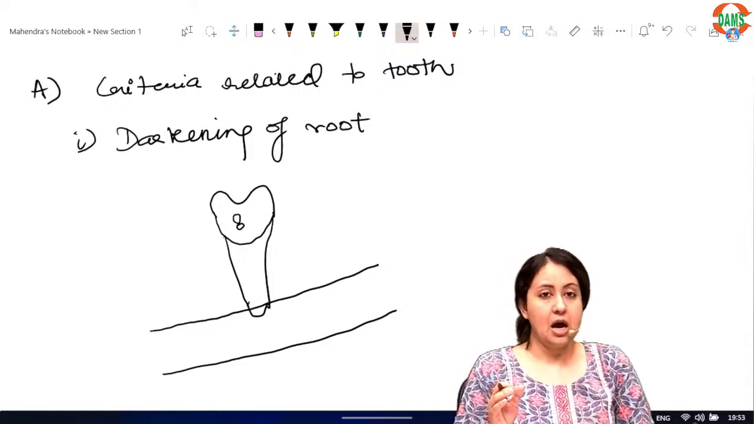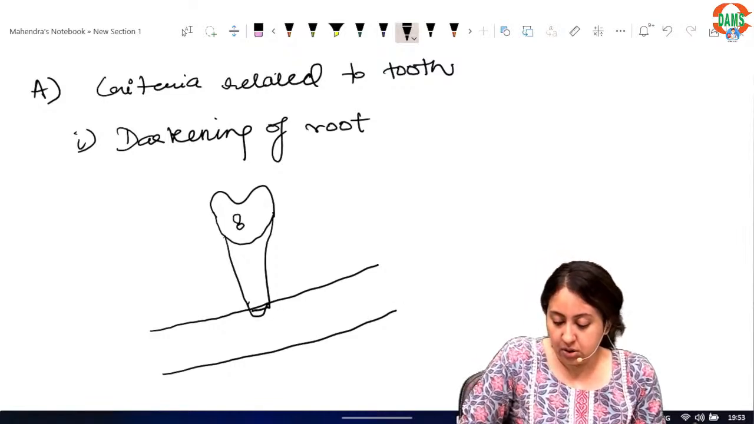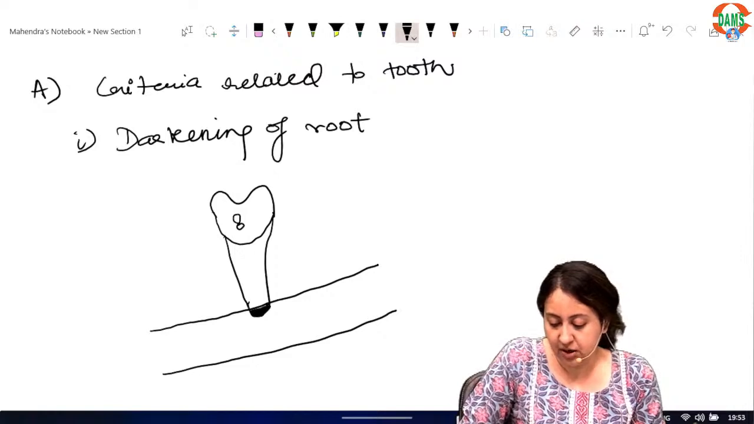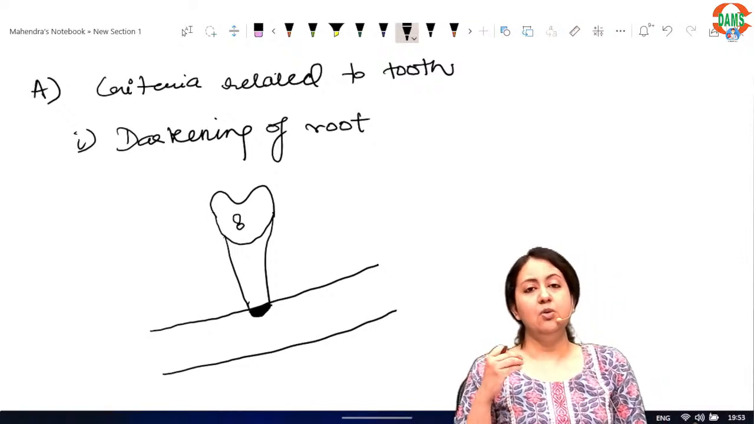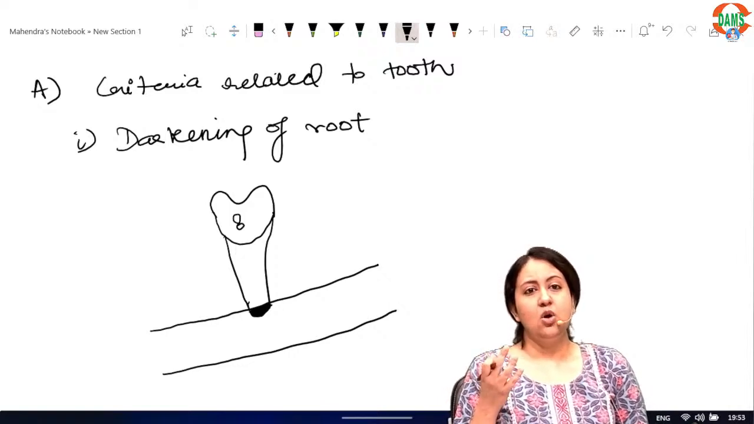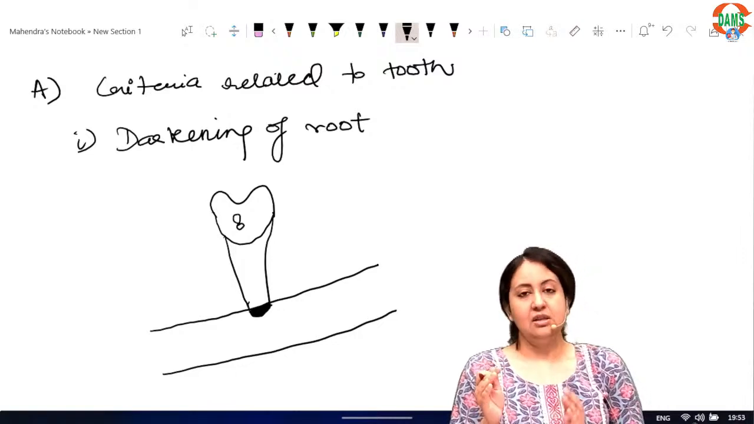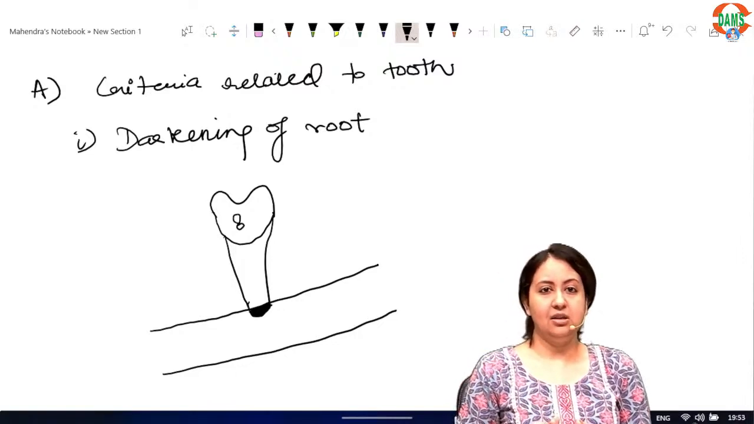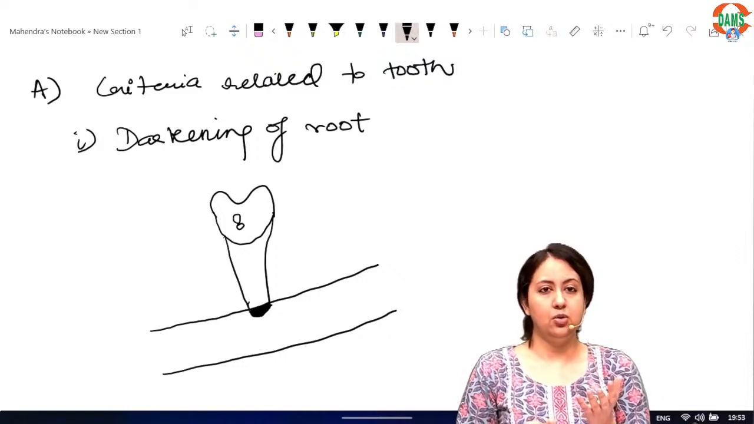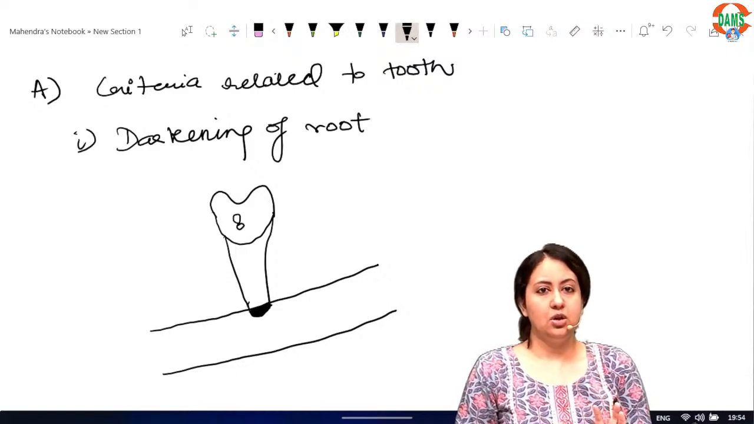Now what is happening in darkening of root? The apical tip of the root will become dark. It will not be radio opaque. It will be dark black and it may be even more radiolucent than the canal. Alright, this is your darkening of root. Please make the diagrams in the exact same manner as I am making them so that it is easier for you all to revise.